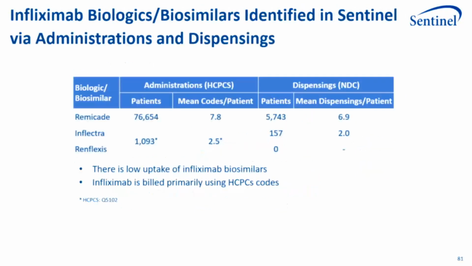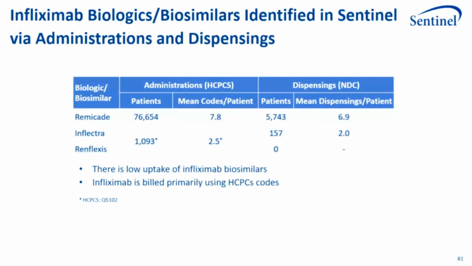So going back to the first question of what kind of codes are being used and what are we seeing in Sentinel for infliximab, for its biologic reference product and its biosimilars. So a few things to note here. Remicade is the reference product, was on the market for longer, so there's much more use. And these biosimilars were quite recently approved in reference to the query period.